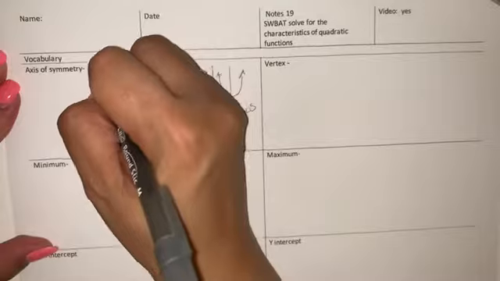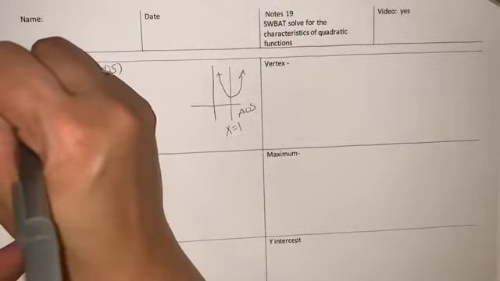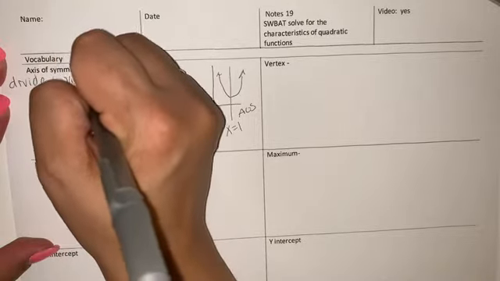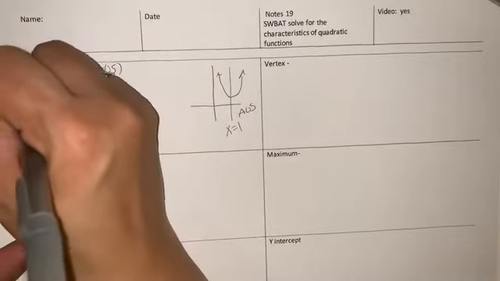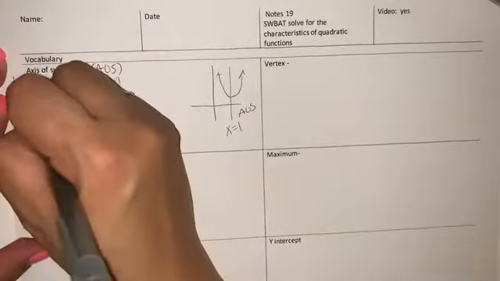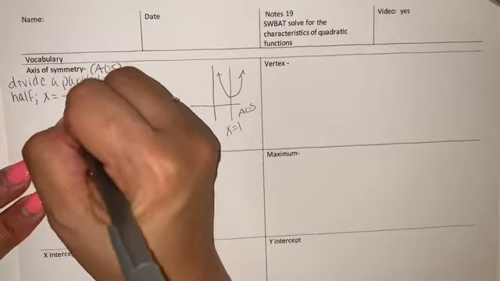So otherwise known as the AOS, the axis of symmetry is going to divide a parabola in half. The formula for axis of symmetry is going to be x equals negative b over 2a.